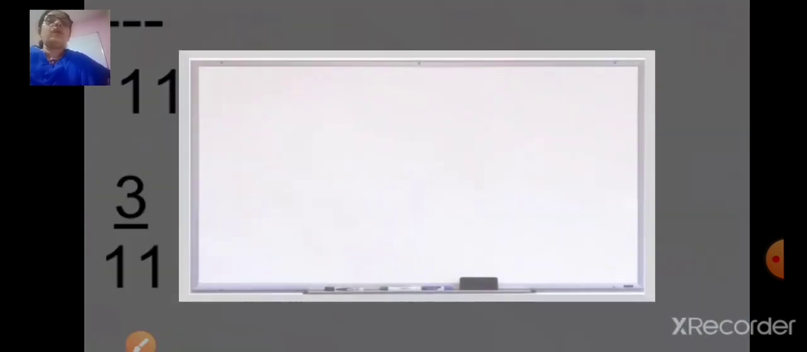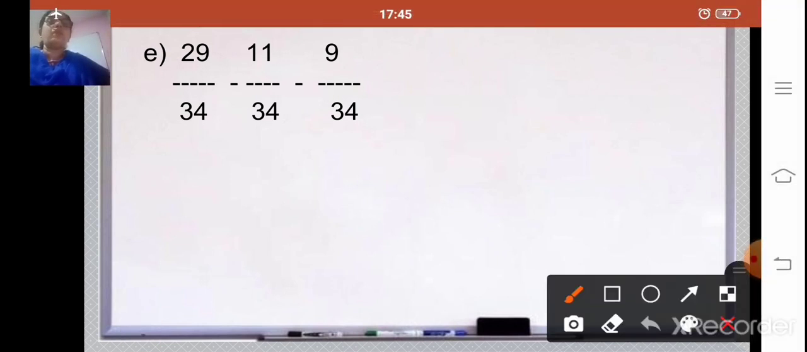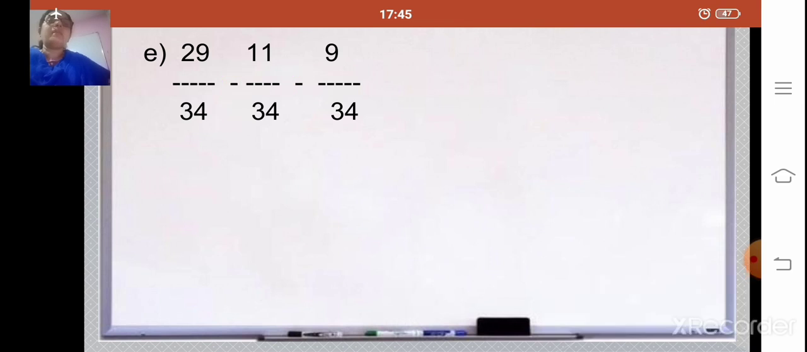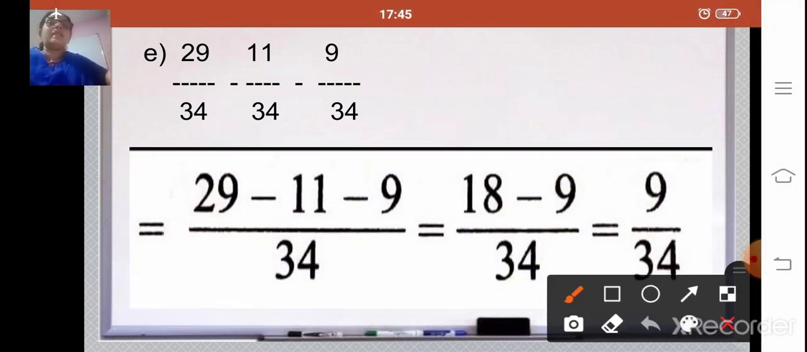Now the second one is 29 upon 34 minus 11 upon 34 minus 9 upon 34. Both the operations are to be subtracted. So as the denominators are the same, you can directly subtract. So 29 minus 11 minus 9: 29 minus 11 is 18, and from 18, if you subtract 9, you will get the answer as 9 upon 34.